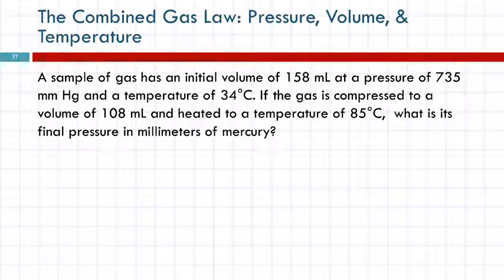A sample of gas has an initial volume of 158 milliliters at a pressure of 735 millimeters of mercury and a temperature of 34 degrees Celsius. If the gas is compressed to a volume of 108 milliliters and heated to a temperature of 85 degrees Celsius, what is the final pressure in millimeters of mercury?